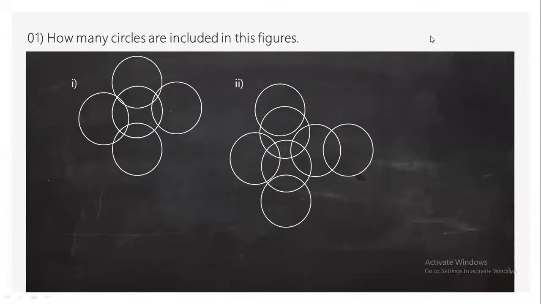First one, how many circles are included in this figure? Can you see how many circles are here? First figure, 1, 2, 3, 4, 5 circles. Second figure, 1, 2, 3, 4, 5, 6, 7. 7 circles are here.